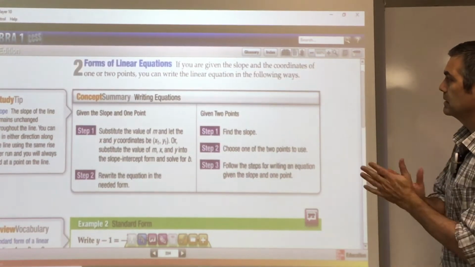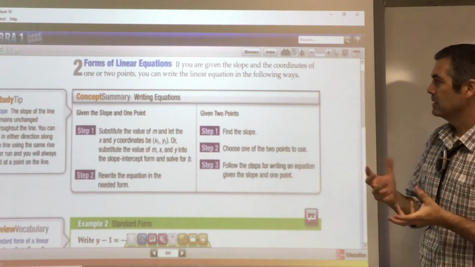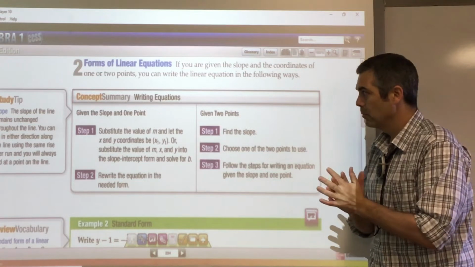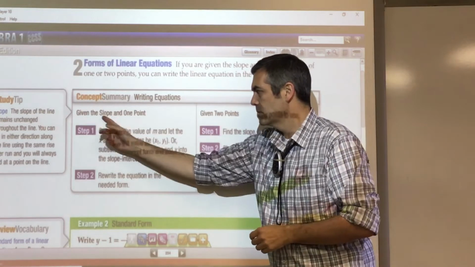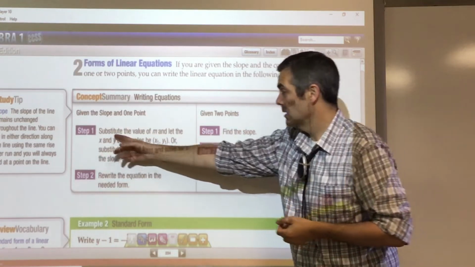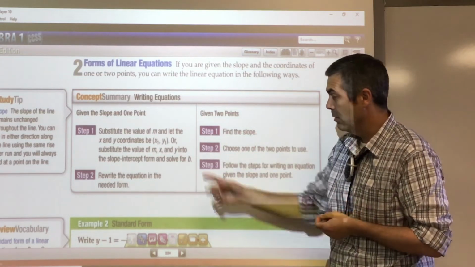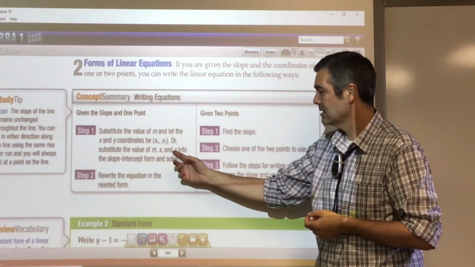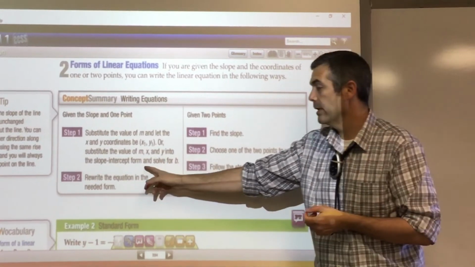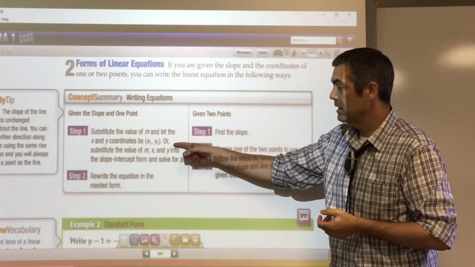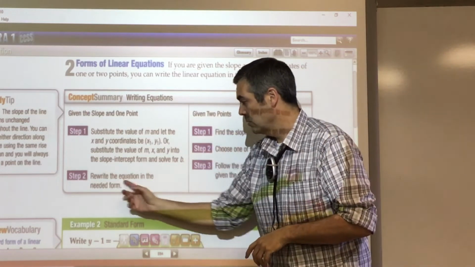Let's talk a little bit about writing equations given the slope and one point. There are different ways. If you're given the slope and the coordinates of one or two points, you can write the linear equation in different ways. If you're given the slope and one point, step 1 is to substitute the values of m and let the x and y coordinates be x subscript 1, y subscript 1, or substitute the values of m, x, and y into the slope-intercept form and solve for b. We did that in the last video. You should know how to do that part already, but this will make finding that y-intercept a little bit easier. Rewrite the equation in the needed form.